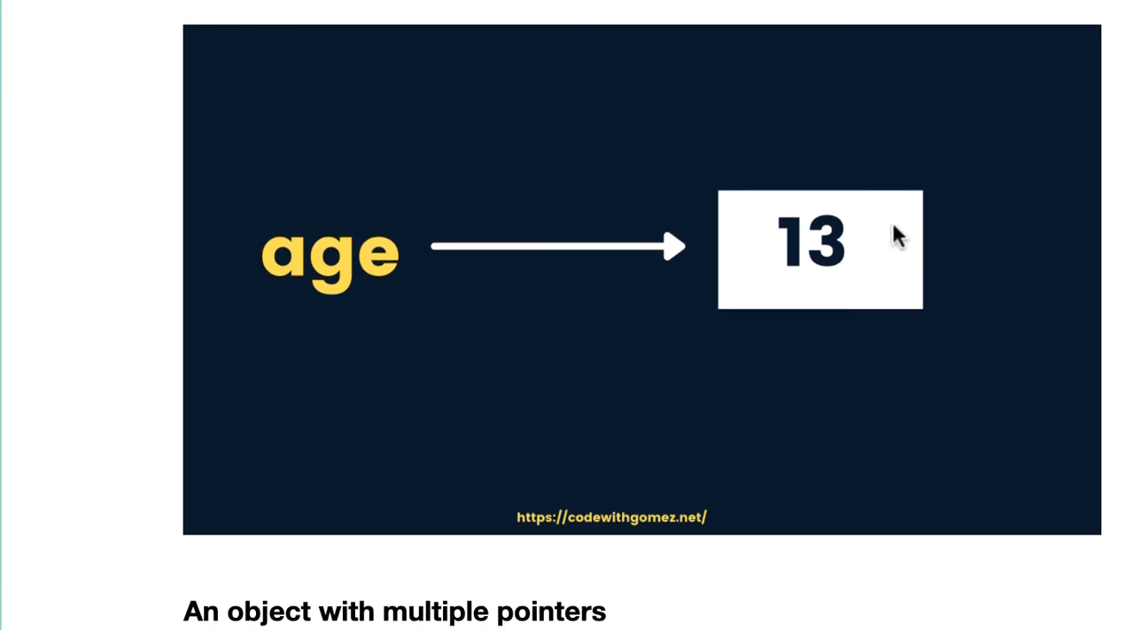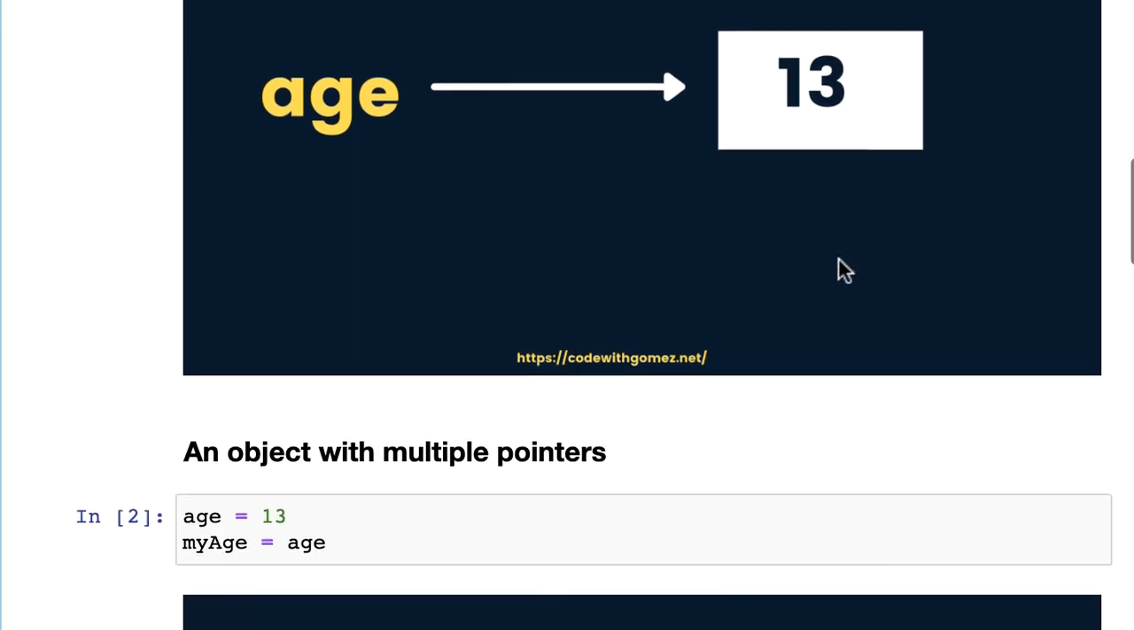Like the image you're seeing, we have an object with the value 13, and age is pointing to that object in memory. So much so that when we print age, it gives us the value that is in memory for that object. So as I said, variables are just pointers or references to an object that is in memory. Therefore, we can have an object with multiple references or multiple pointers. Let me give you an example of that.